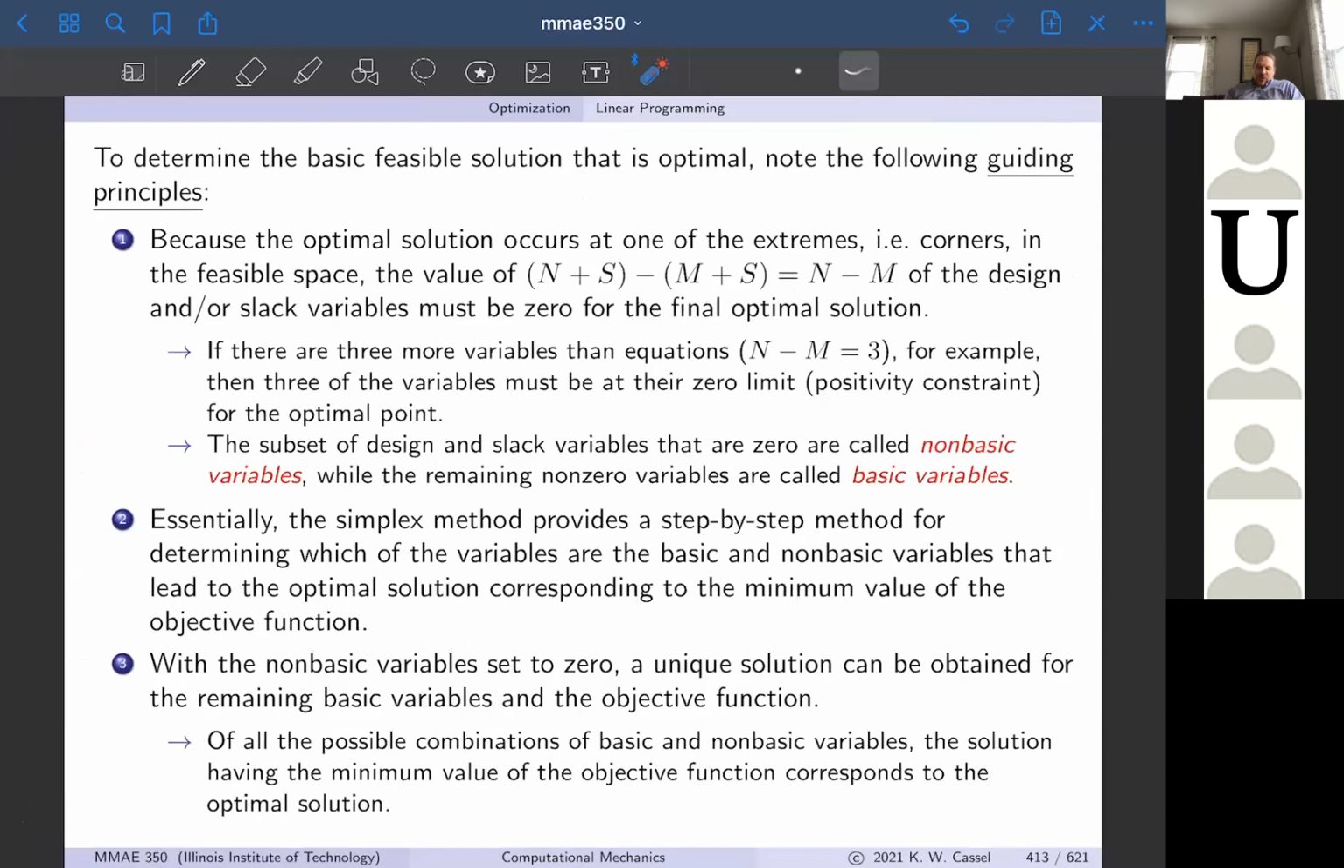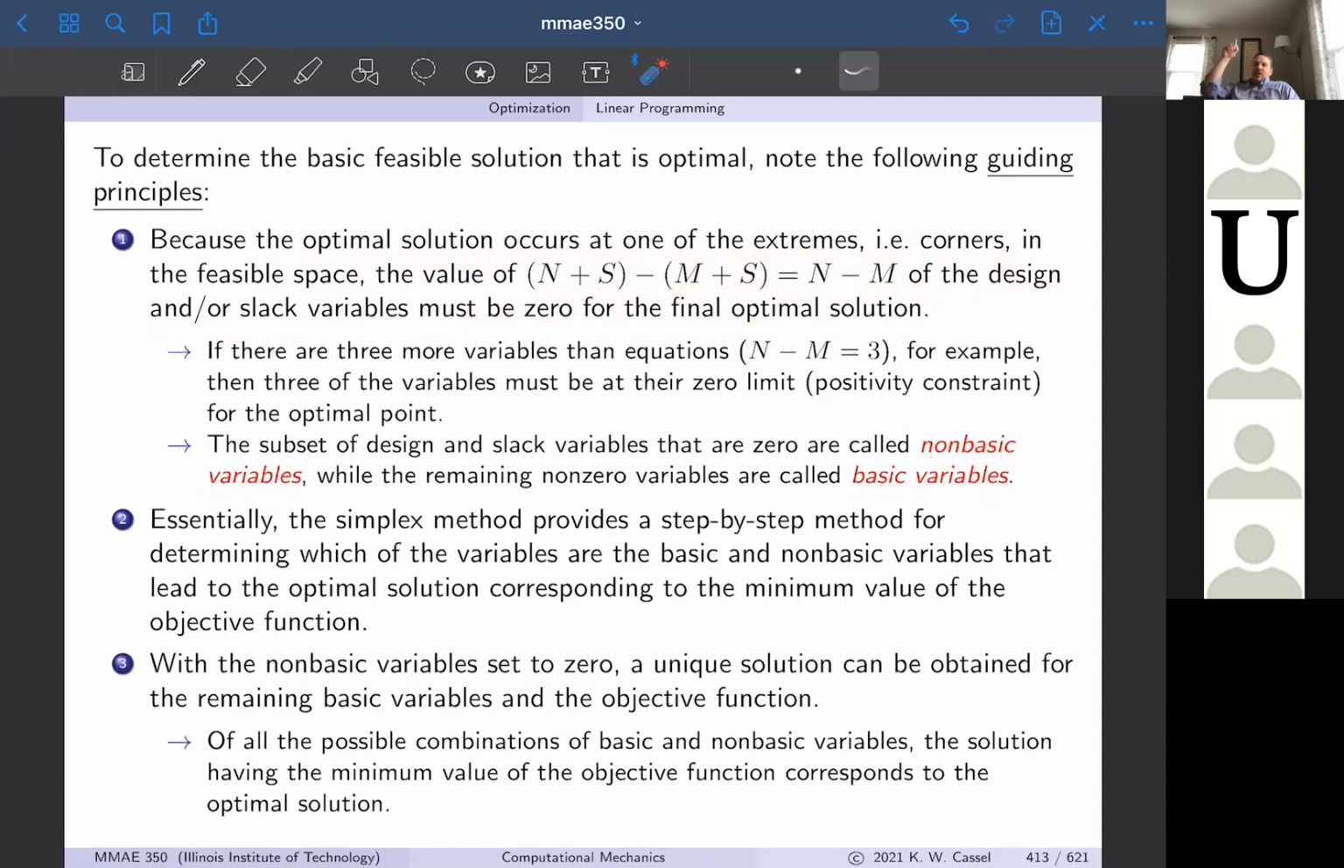All right, first of all, because the optimal solution occurs at one of the extremes, in other words, one of the corners, then the value of n plus s minus m plus s, which of course is just n minus m, of the design variables or the slack variables must be 0 for the final optimal solution. Oh my goodness, what is he saying? These are called non-basic variables.